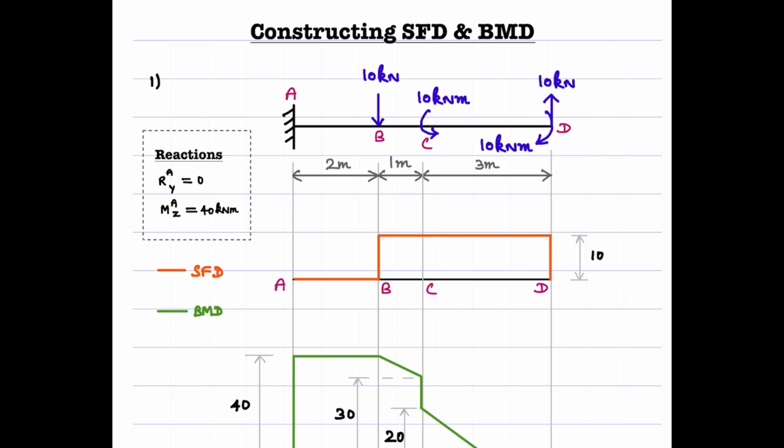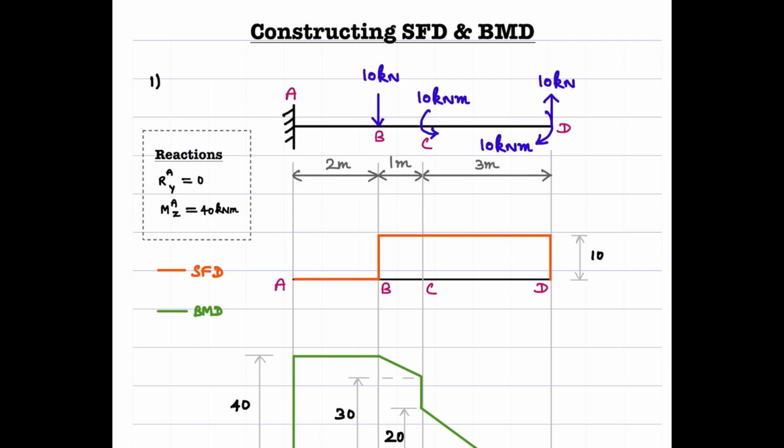This is going to be an interesting one wherein we will be constructing the SFD and BMD for four different beams. The first one is a cantilever beam, the one that we see here. It is acted upon by two concentrated loads and two concentrated moments at these locations B, C, D respectively.